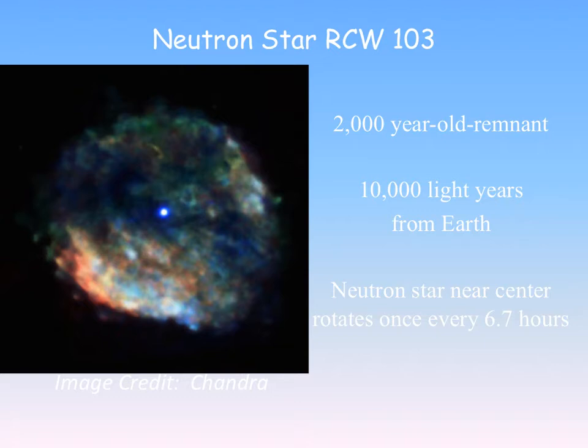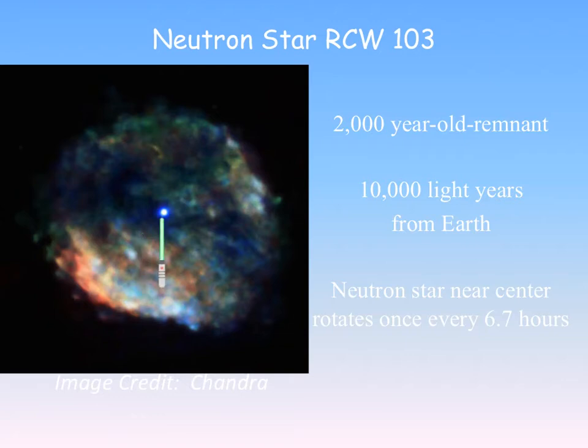So here we can see a supernova remnant. This is taken by the Chandra Observatory, which is imaging in X-ray and in gamma rays. We can see that remnant of a neutron star at the center. This is about a 2,000-year-old supernova. As we've already talked about, we can see those ionized gases. It's about 10,000 light years from Earth. And this neutron star at the center is rotating once about every 6.7 hours.